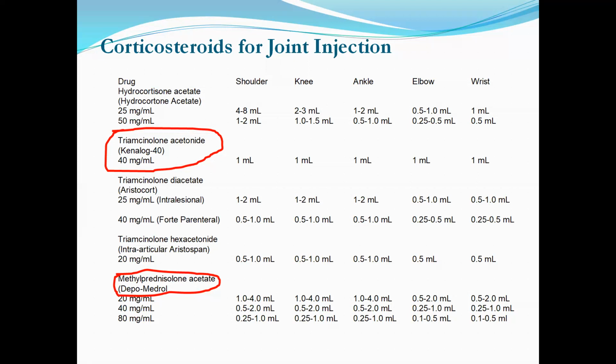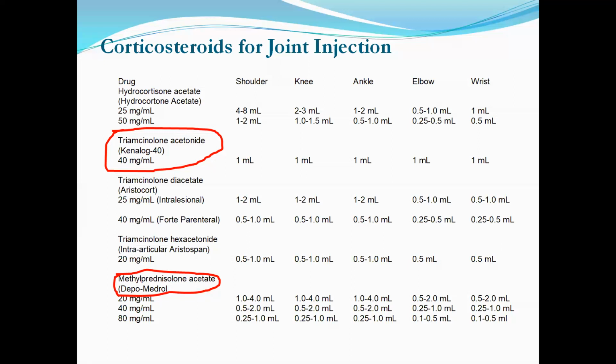I said the most common drugs used by all of us are corticosteroids. There are a number of corticosteroid molecules that are injected into the joint. The common drugs used are hydrocortisone acetate, triamcinolone acetonide, triamcinolone diacetate, triamcinolone hexacetonide, and methylprednisolone acetate. So these are the steroids used for intra-articular injection procedures. However, out of these, triamcinolone acetonide and methylprednisolone acetate commonly come as depot preparations. These are the two depot steroids most commonly used by all of us.